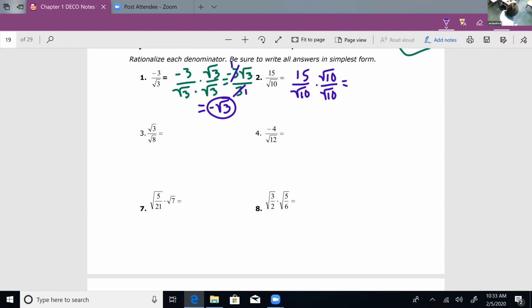So what's my new numerator? 15 times the square root of 10. What's my denominator? 10. Am I done?